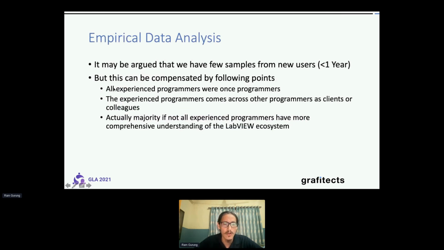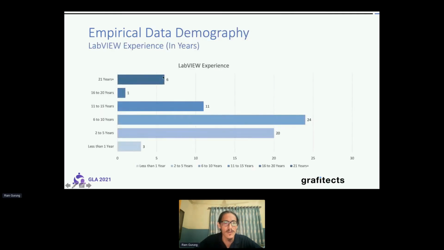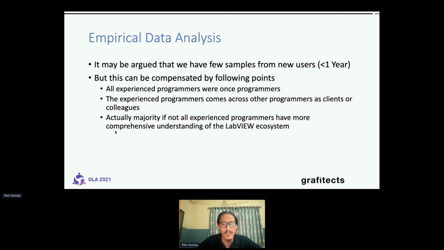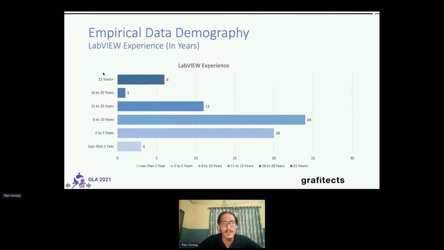If you see, all experienced programmers were once beginners. For example, whoever is in this demography were once the users initially, just the beginners initially. Another thing is that people in this demography also have outreach to many programmers out there.